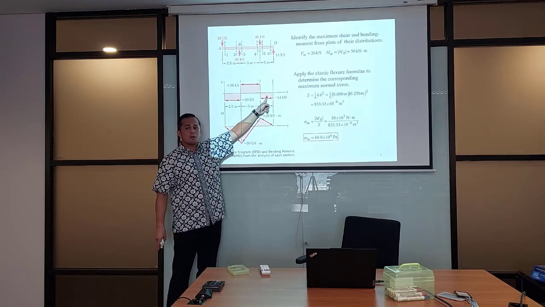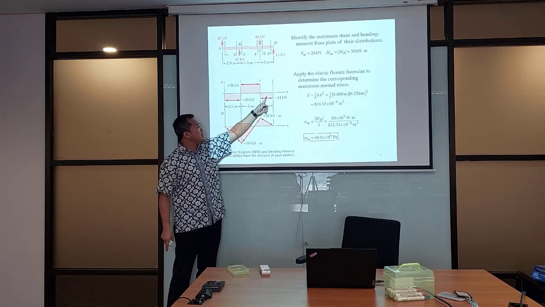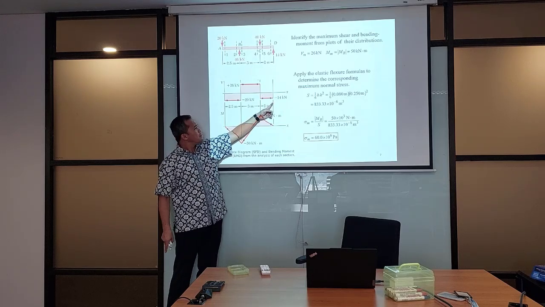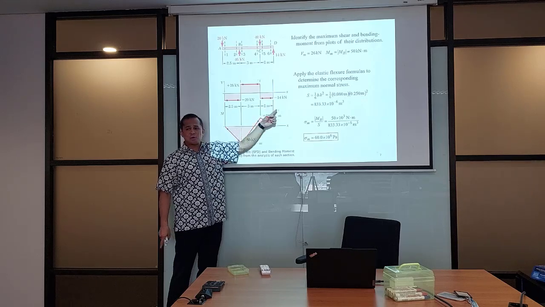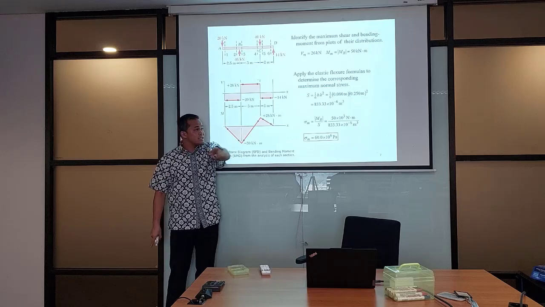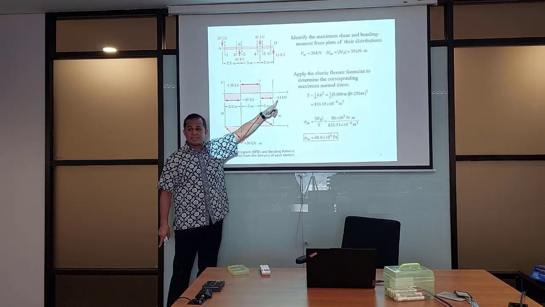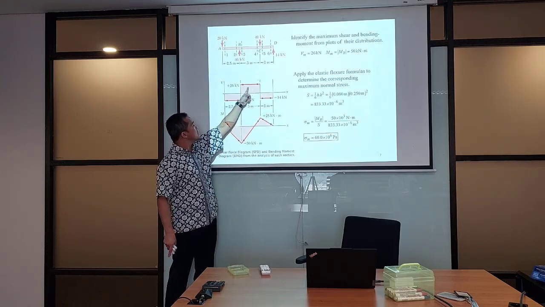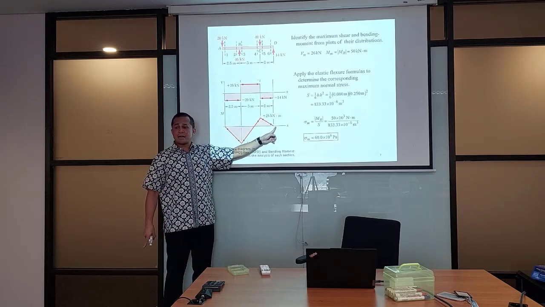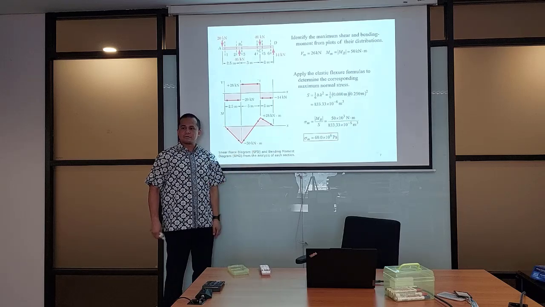Again, is this minus or positive? Minus. What is the bending moment because of the 14 kilonewton? Minus 28. This is minus, positive, minus. So 28 positive minus 28 becomes 0.